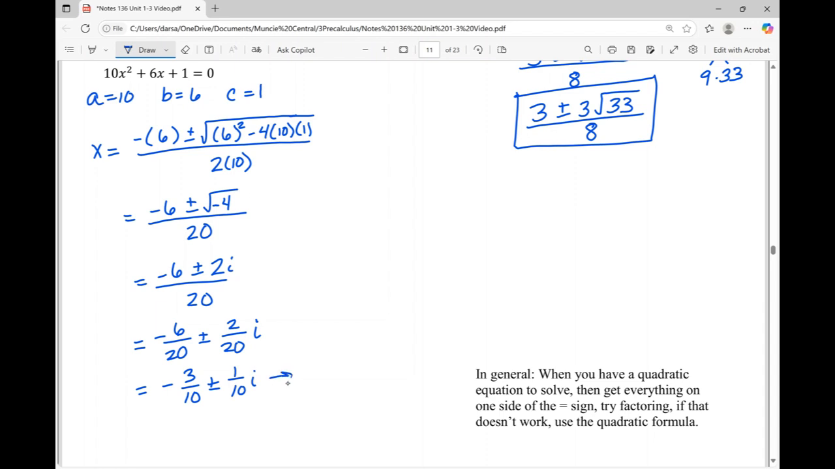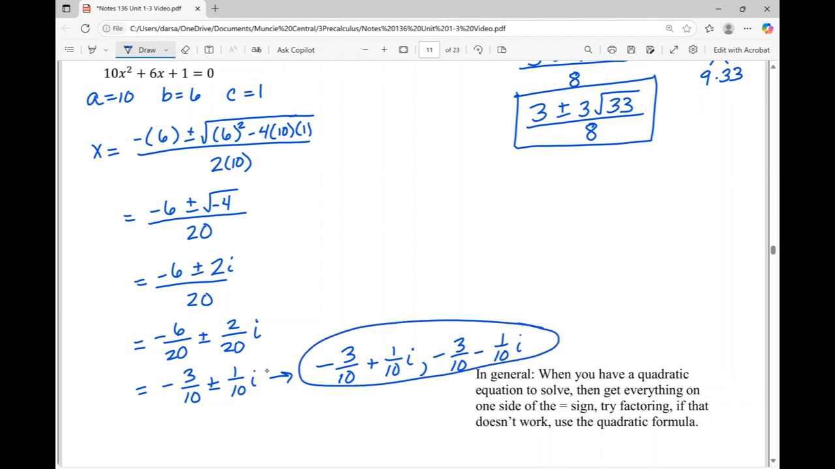So this is actually two answers. You're going to have to put it into MyOpenMath as negative 3/10 plus 1/10, and remember to put the i afterwards, comma, negative 3/10 minus 1/10 i. So that is what you would type into MyOpenMath, but on an exam, Mrs. Hoffman would take the plus or minus version.